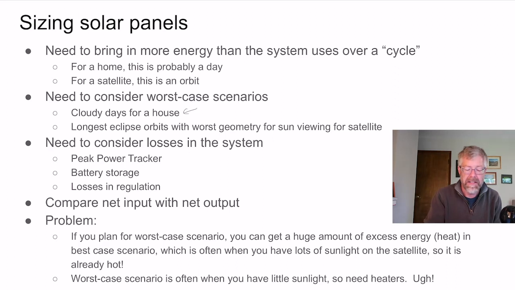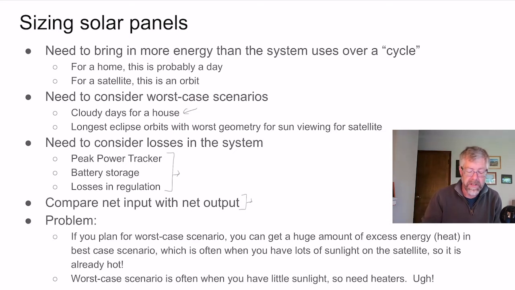For a satellite, you're going to go the longest eclipse orbits with the worst geometry for viewing of the sun. And so you take that into account. And then you consider losses in the system, which we'll talk about in a little bit. And then you compare the net input of your system with the net output of your system. And then you see if you're going to get the amount of energy that you need.